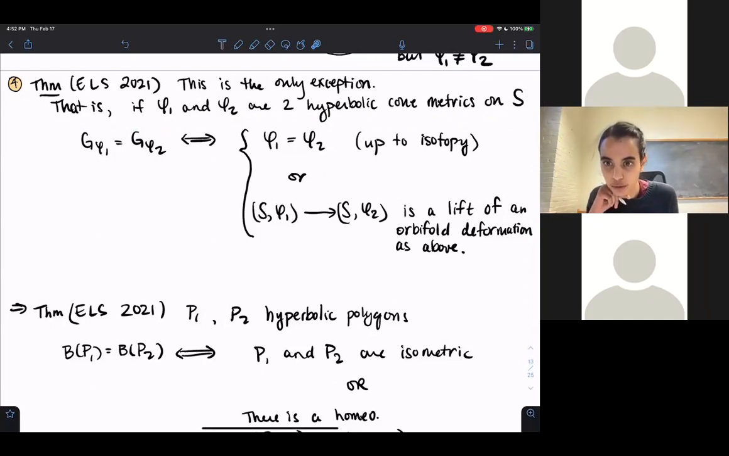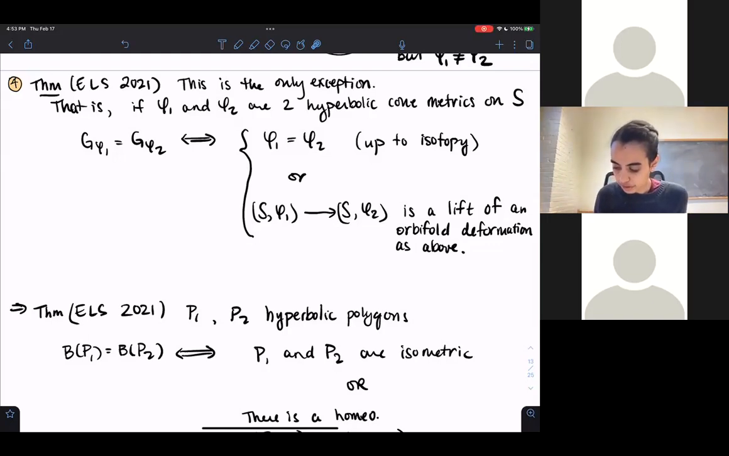Oh, let me see, there's a question. In those special cases, does the bounce spectrum determine the cone angles? Yes, I think. Let me think about it. I'm a bit stuck. Yes, no. I have to think about it. I'm sorry, I don't want to say the wrong thing. I have to think about it.